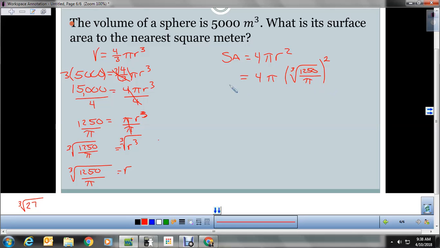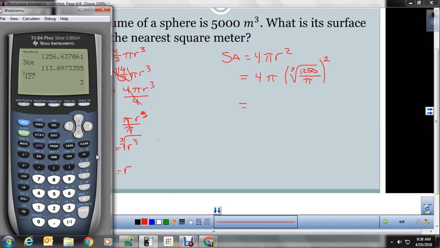So pretty much the rest of this is going to be done in the calculator. We're going to calculate the cube root of 1250 divided by pi. Then we're going to square it, multiply it by 4, and then by pi. So let's get out our calculators and go through the motions. So once again, I'm going to find my cube root button, so you need to find your cube root button on your calculator. Mine's going to be 4. So now I'm going to take 1250.